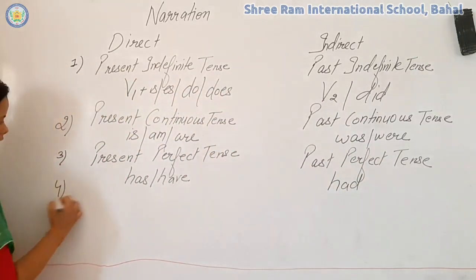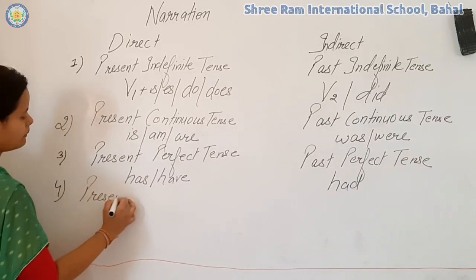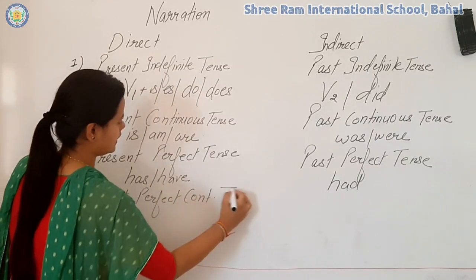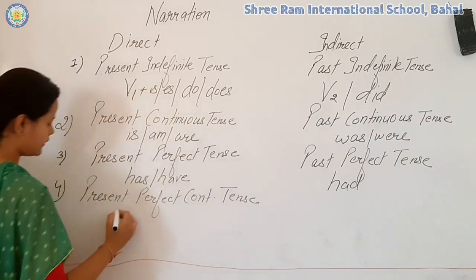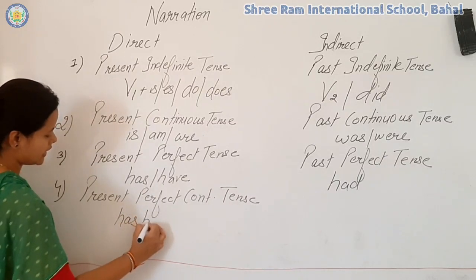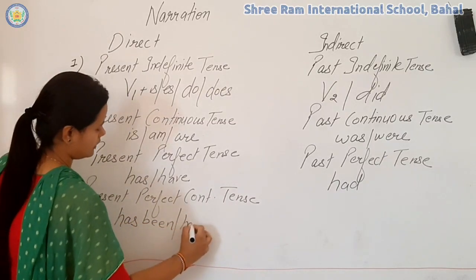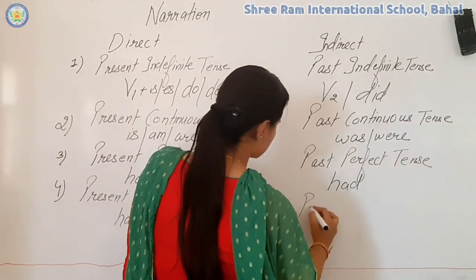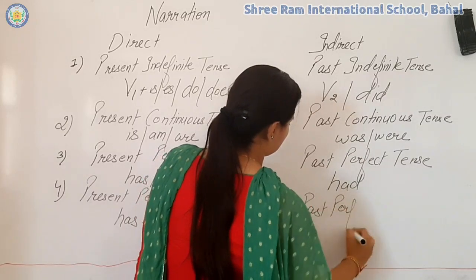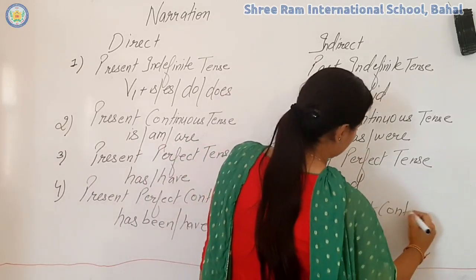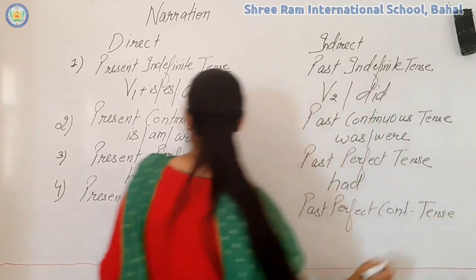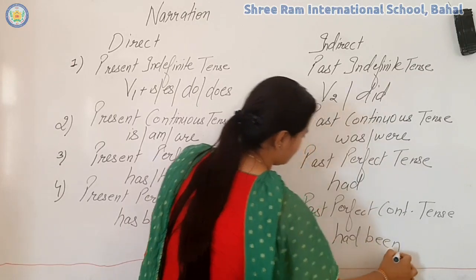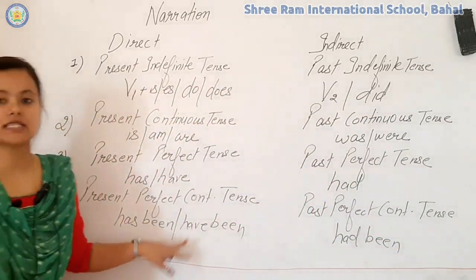And the fourth part of present tense is present perfect continuous tense. So which helping verb have we used here? Has been or have been, and you have to change it into past perfect continuous tense. It means has been, have been will change into had been. Because it is continuous one, then you have to use V1 plus ing.